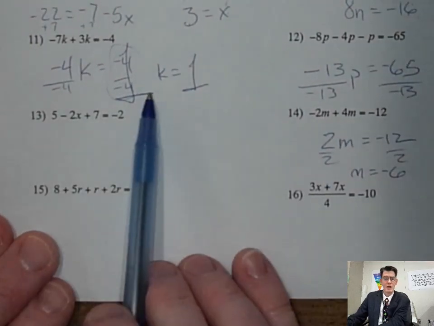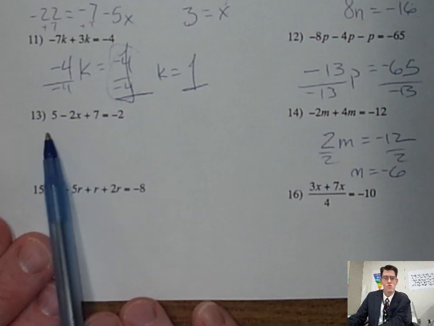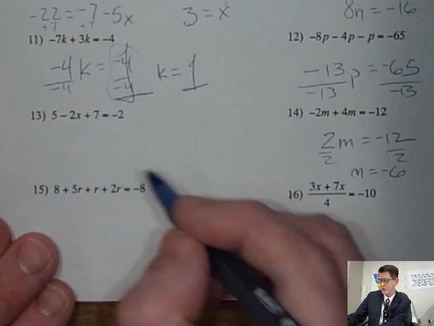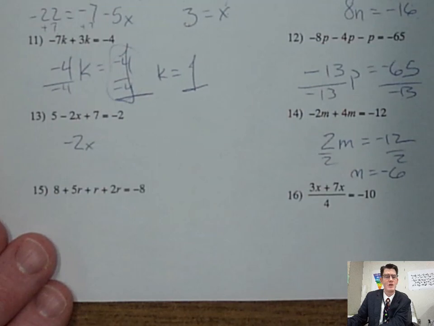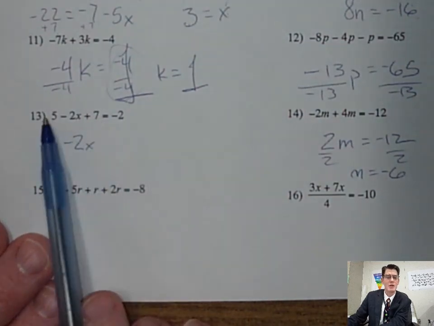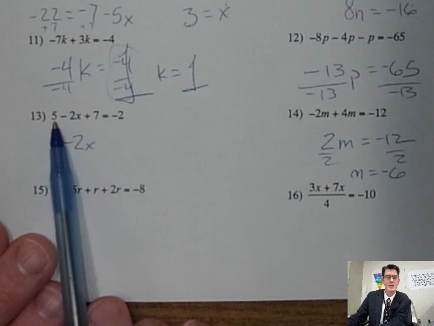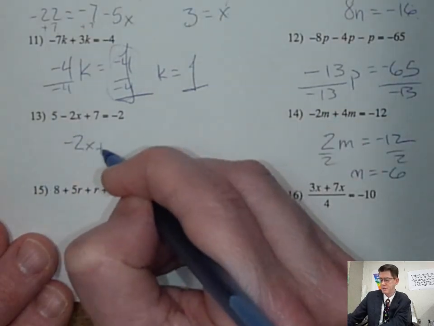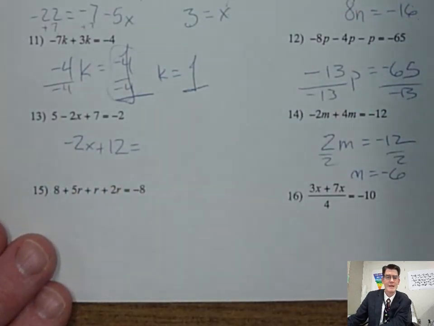What about over here? Whoa, look at that. There's only one x there. That's wonderful. We love that. Nothing left to do, right? Oh, we're combining like terms. We can combine these terms. So it's a positive 5 plus 7. You know what 5 and 7 is.